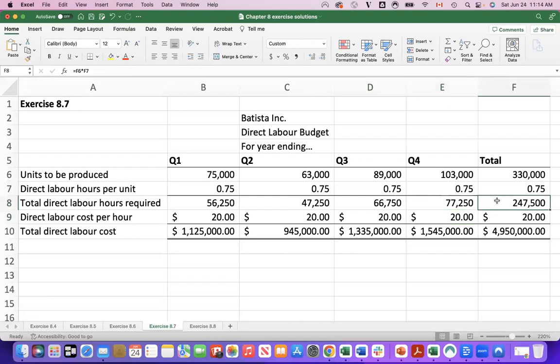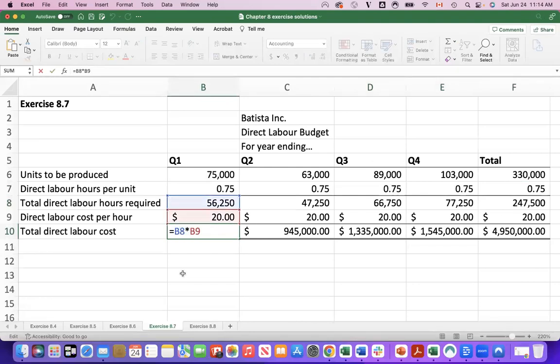So for the entire year, we need to budget for 247,500 direct labor hours. And if the assumption is that each hour costs on average $20 apiece, now we can estimate what our direct labor cost is going to be in each of those quarters, and we simply multiply the two together. So for Q1, the 56,250 direct labor hours we expect to incur times the $20 per hour, we expect to spend about 1.125 million in direct labor costs in Q1.